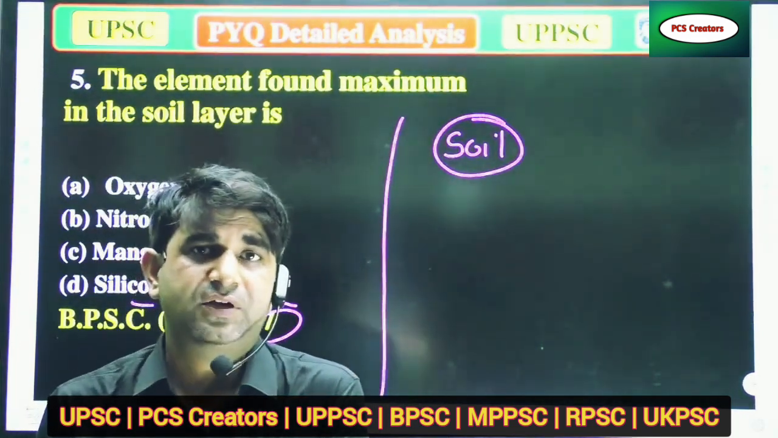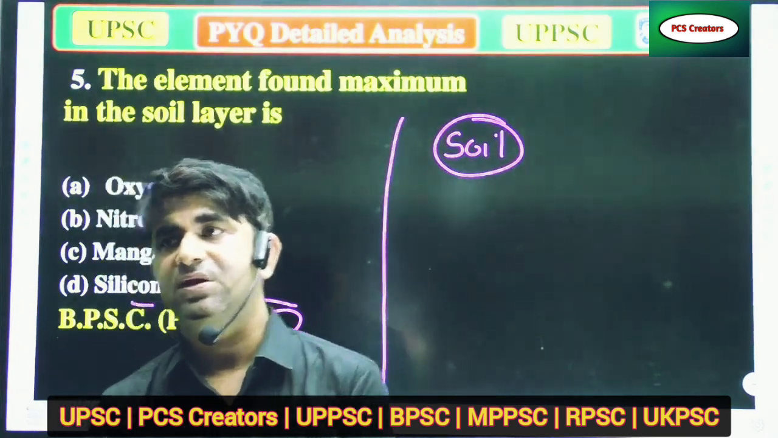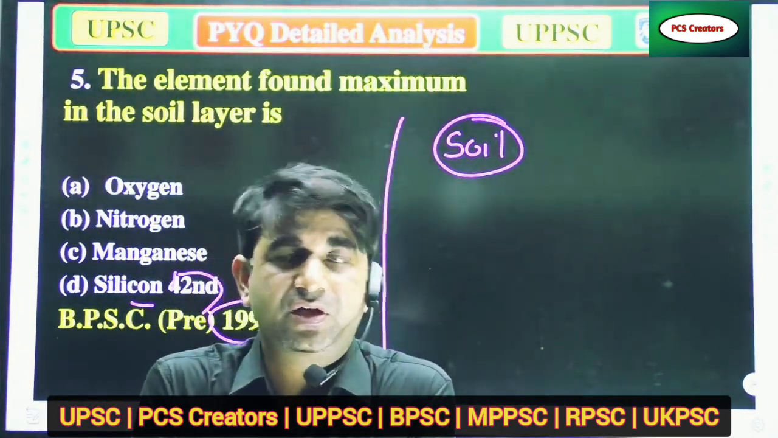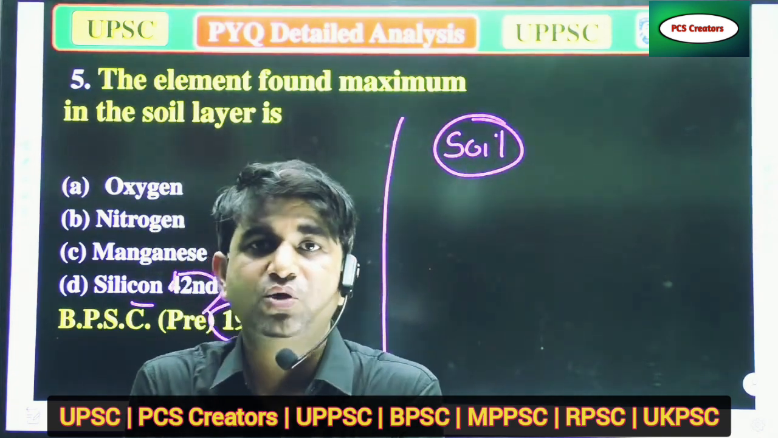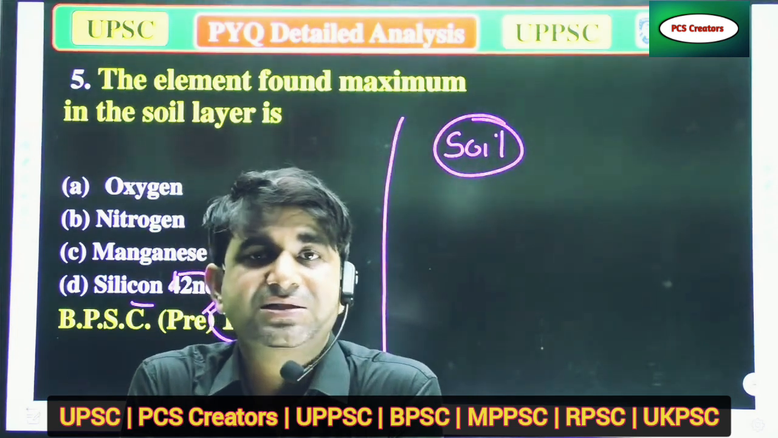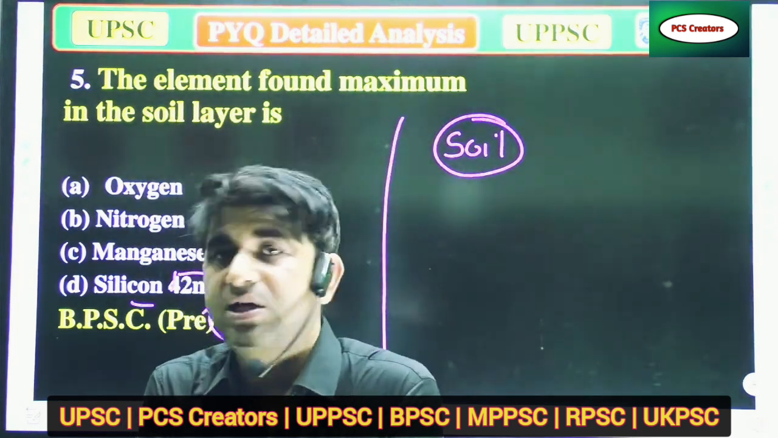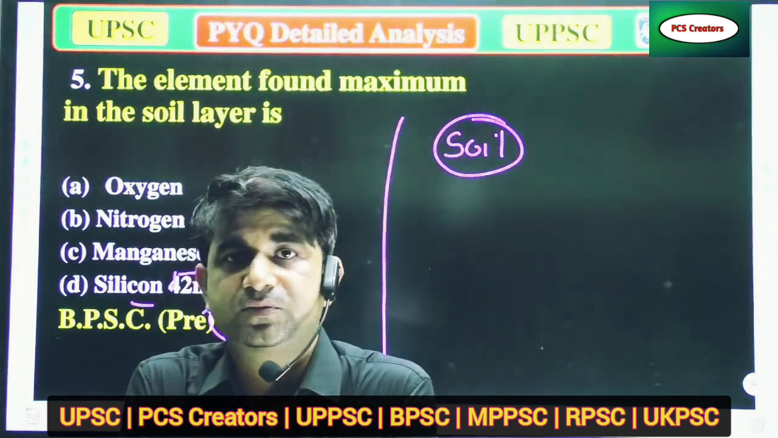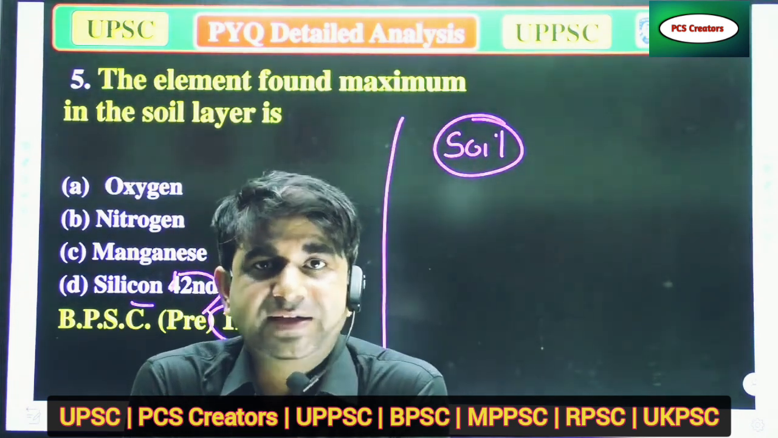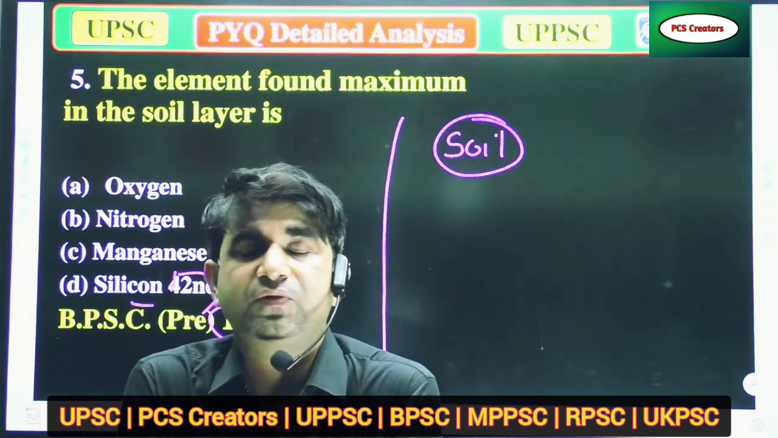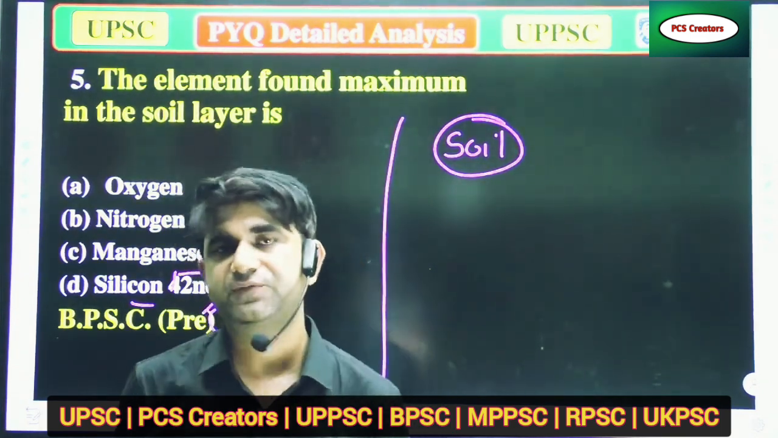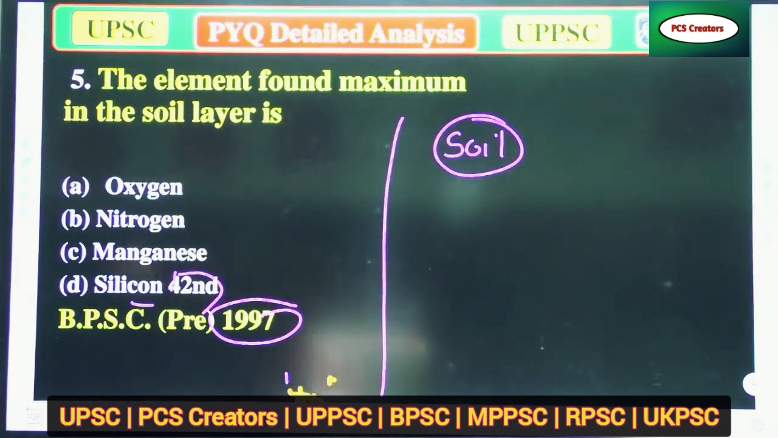On the first layer of earth. If the question was asked, what is the most abundant element in the universe, then you can say that is hydrogen. But if the question asks what is the most abundant element on the earth, then you can say that is oxygen. But this question is asking about the layer of soil, which of the following elements is found in maximum amount in the layer of soil, everyone. Please try to attend these questions.